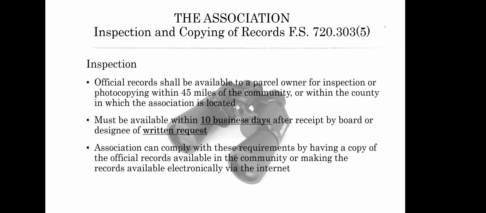Official records must be made available to an owner for inspection within 45 miles of the community, or within the county in which the association is located. They must be made available 10 days after receipt of a written request. You can comply with these requirements by making these available on your association website.